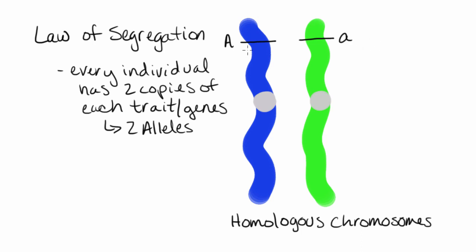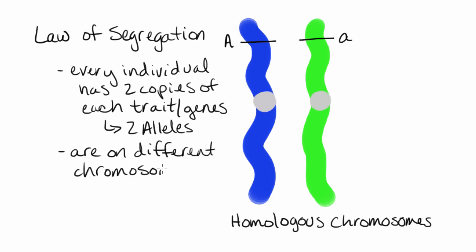And I'm going to write them here as though this individual had two different copies. They have a capital A and a lowercase a for this gene. The law of segregation basically stated that these are separate copies. So in other words, they are on different chromosomes or on different pieces of DNA.